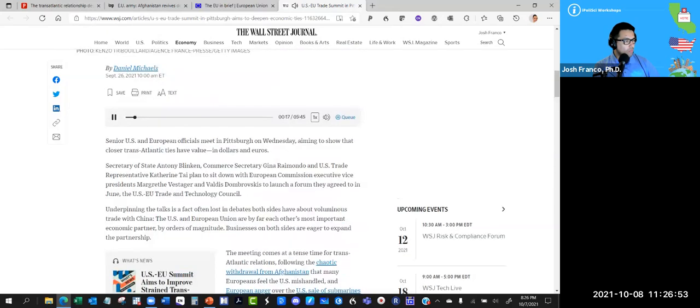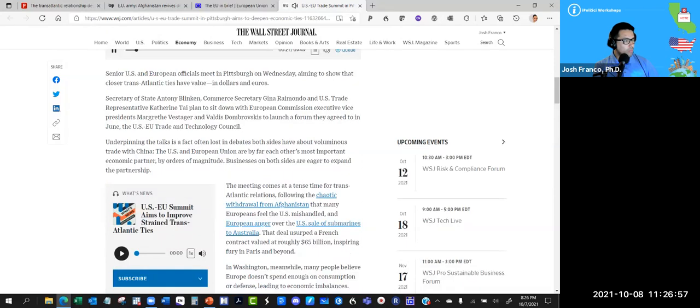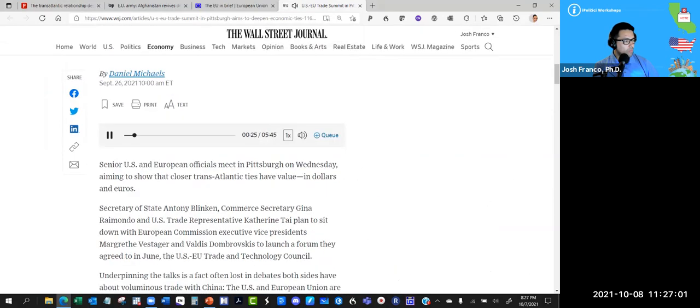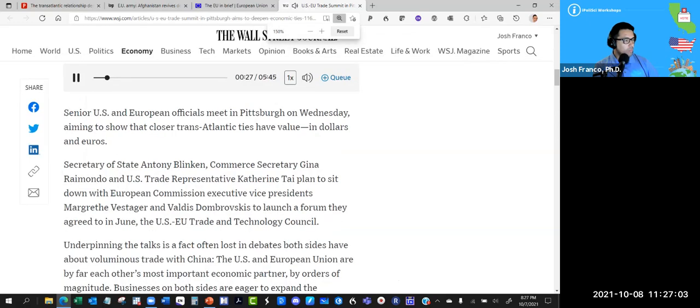September 26, 2021, 10 a.m. Eastern Time. Senior U.S. and European officials meet in Pittsburgh on Wednesday, aiming to show that closer transatlantic ties have value in dollars and euros.